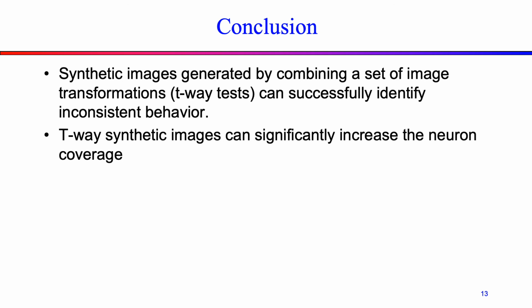As part of future work, we plan to include additional weather-based transformations such as rain, fog, smog, and shadows, and generate T-way synthetic images to test DNN models used in autonomous driving systems.